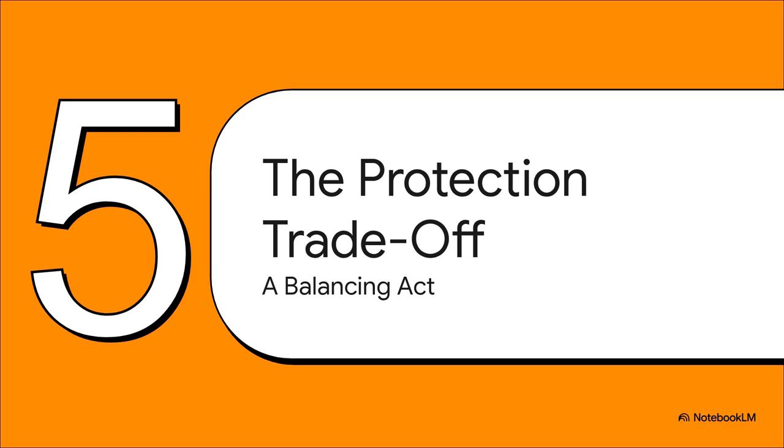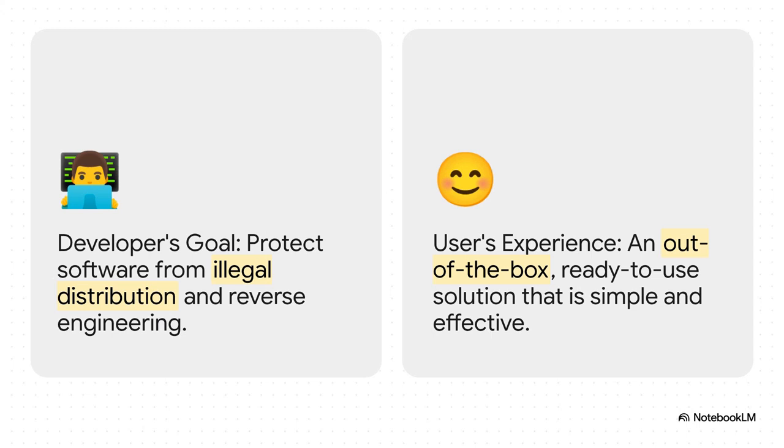So, as you can see, this technology is powerful, it's complex, but it all really comes down to navigating one fundamental trade-off. It's this constant balancing act. On one side, you have the developer, who has a totally legitimate need to protect their creation and their business. And on the other side, you have the user, who, let's be honest, just wants a process that's simple and just works. The best protection systems are the ones that are strong enough to stop piracy, but so smooth that the honest user barely even notices they're there.